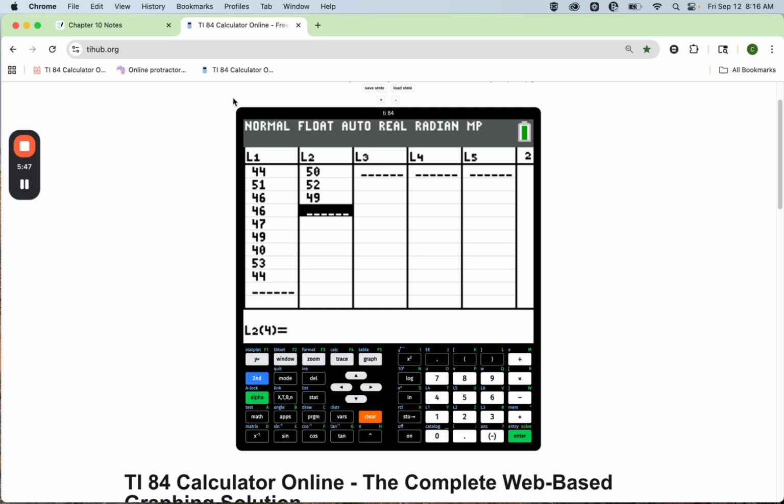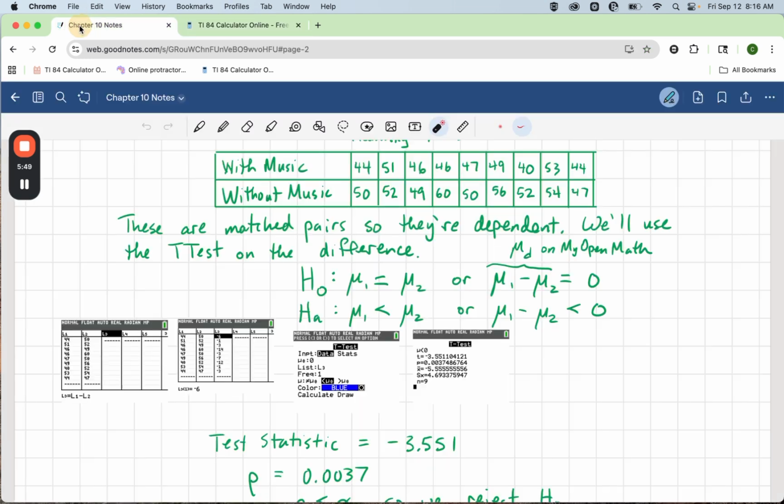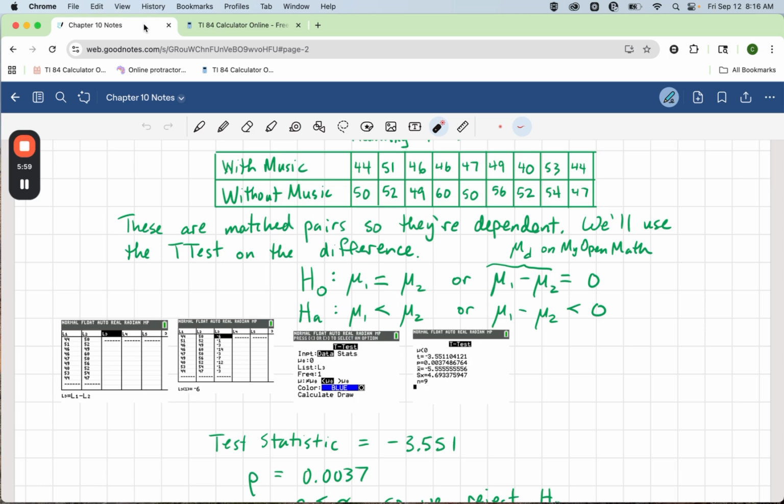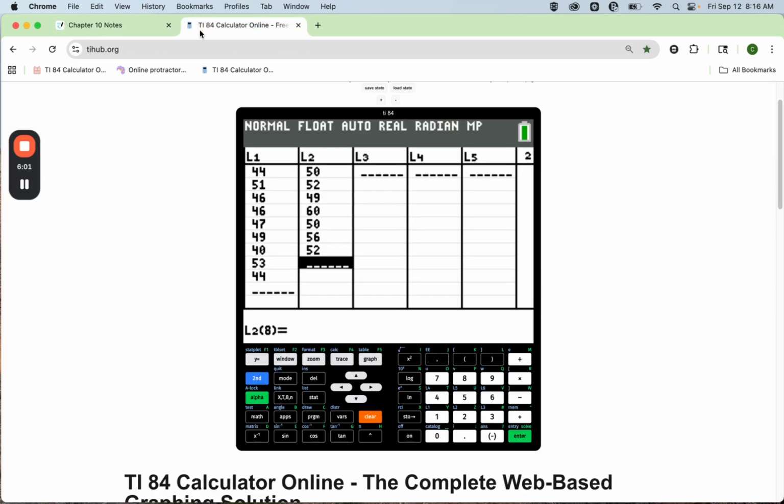60, and then the other five, 50, 56, 52, and then 54, 47.